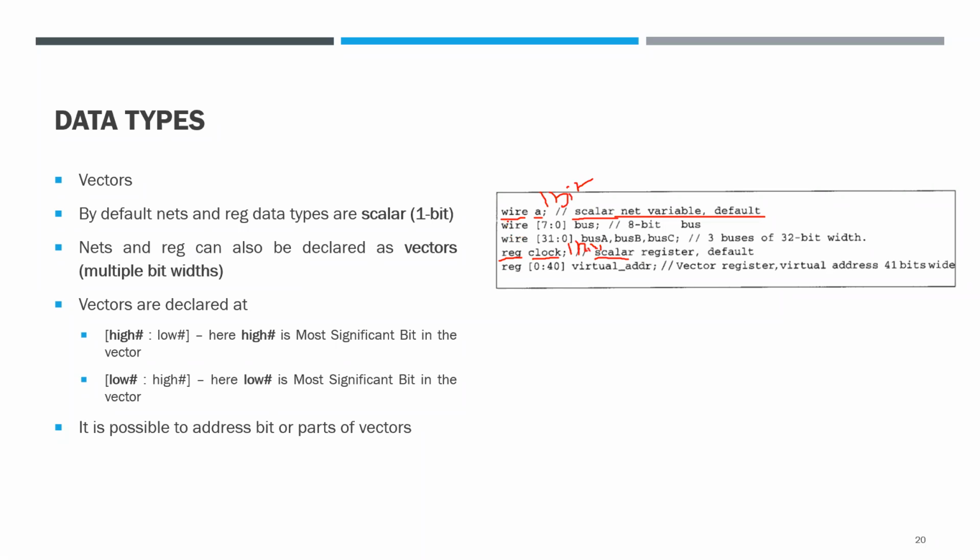Now, if you look at the others, wire 7 is to 0, and the name is bus. Here it is consuming 8 bits, not 1 bit as in the previous case, so this one is a vector. This also is 32-bit, that is 31 is to 0. So these are the three buses which are 32 bits in width, and hence this is also a vector. Similarly, for register data type, here you can see it is 0 is to 40.